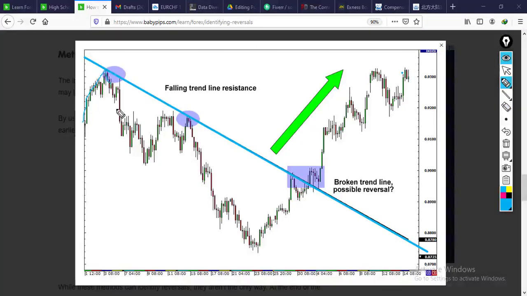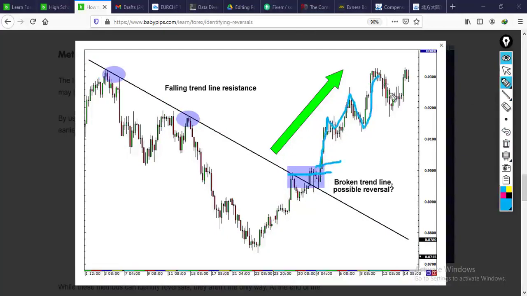See price create a lower high, lower low, lower high, lower low, lower high. We'll have a new lower low and a lower high. And what happened? Price came down, failed to create a new lower low, went up, consolidated in this area, and what do we see? Price broke above this range. In this case, the reversal has begun because price has broken above this trend line.